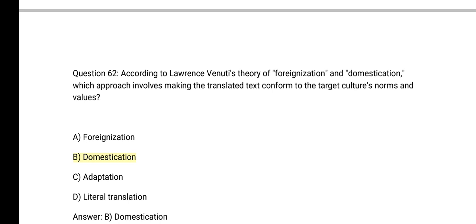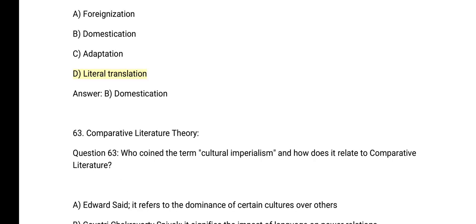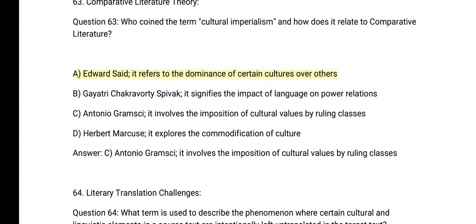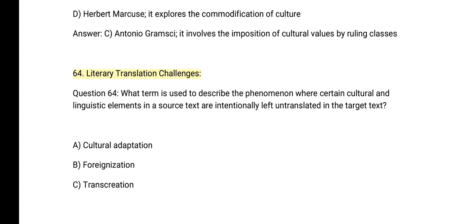63. Comparative literature theory. Question 63. Who coined the term cultural imperialism, and how does it relate to comparative literature? A. Edward Said. It refers to the dominance of certain cultures over others. B. Gayatri Chakravorty Spivak. It signifies the impact of language on power relations. C. Antonio Gramsci. It involves the imposition of cultural values by ruling classes. D. Herbert Marcuse. It explores the commodification of culture. Answer. C. Antonio Gramsci. It involves the imposition of cultural values by ruling classes.